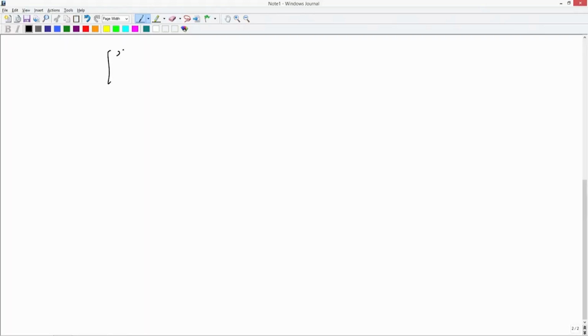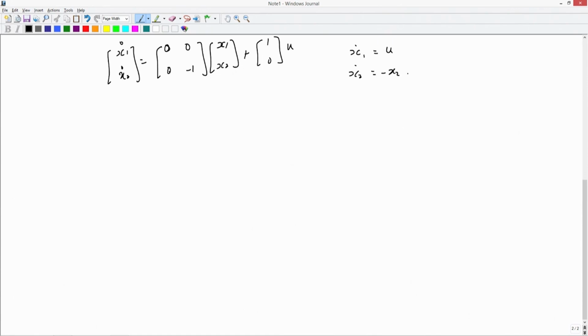Say I will just take the other example, which had x1 dot, x2 dot is 0 0, 0 minus 1, times x1 x2, plus 1 0 times u, which can be written again as x1 dot is u, x2 dot is minus x2. What can I do with this system? Well, you can see that I can actually control the first state provided that the second state is stable. What does it mean when I say this?